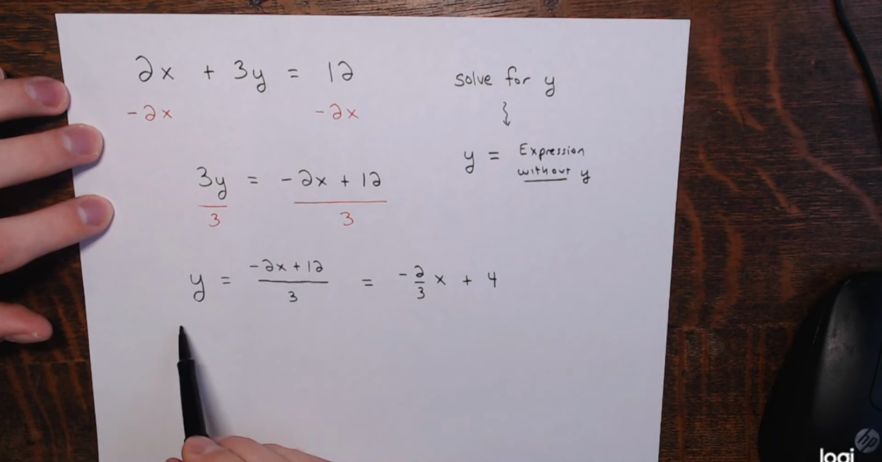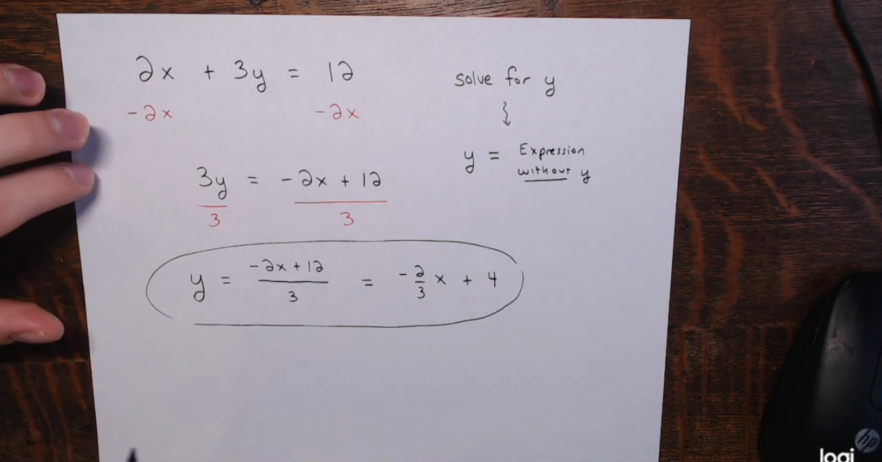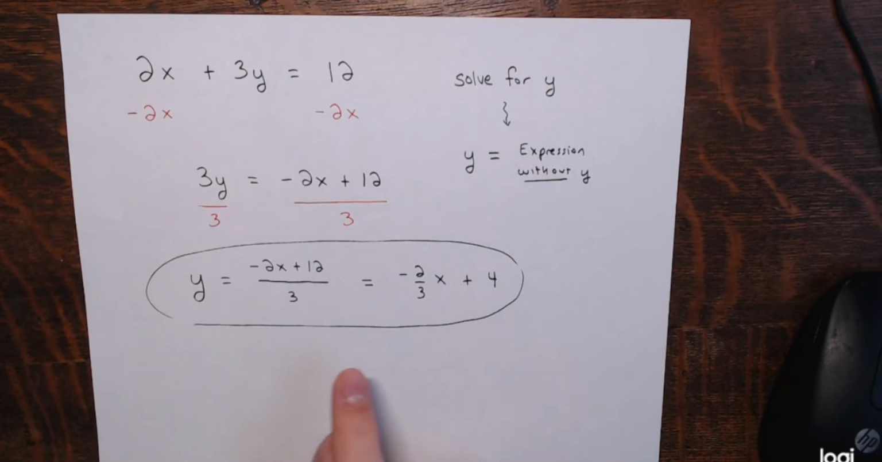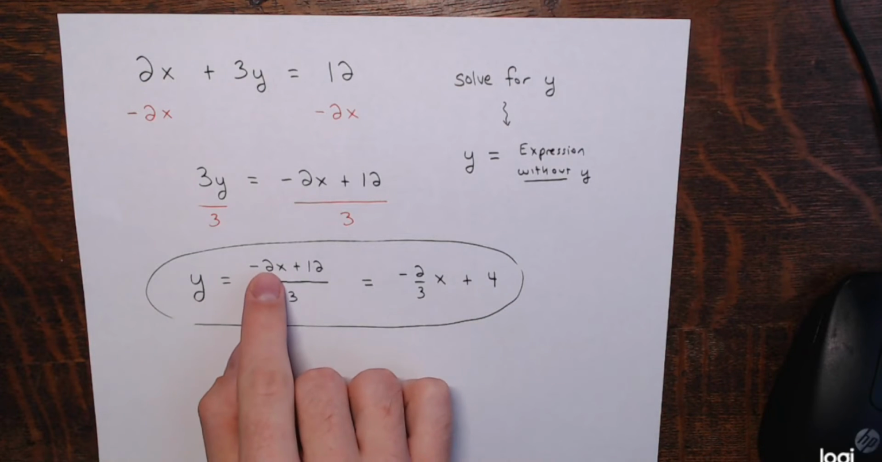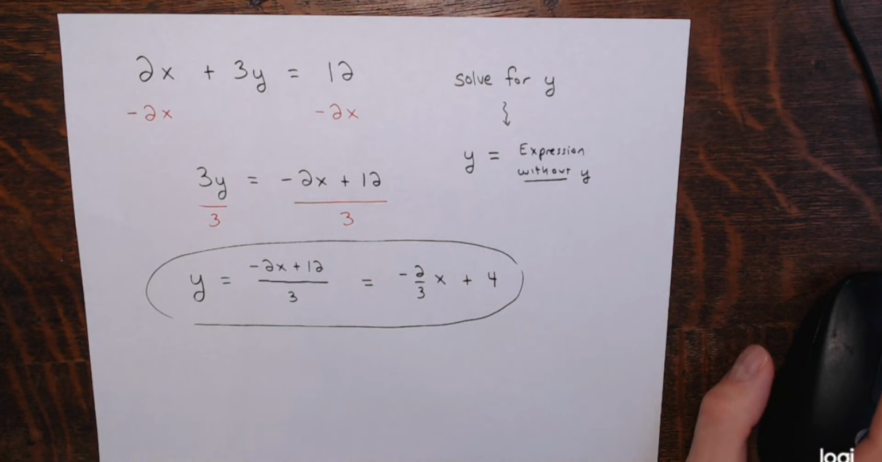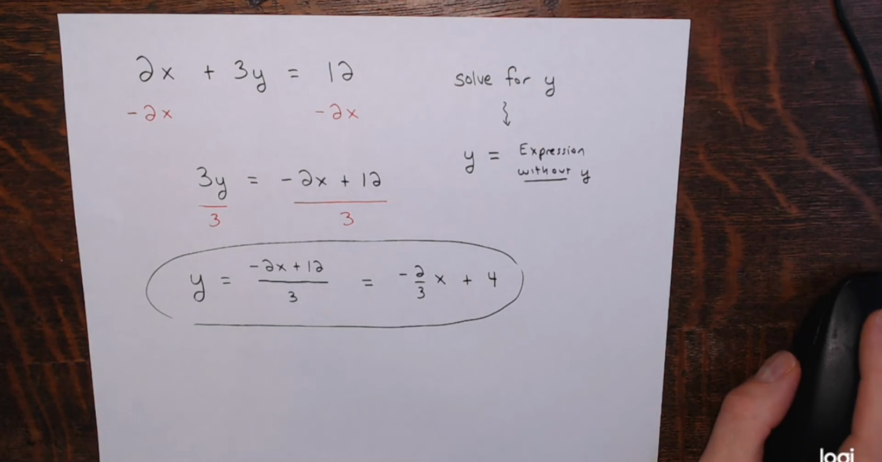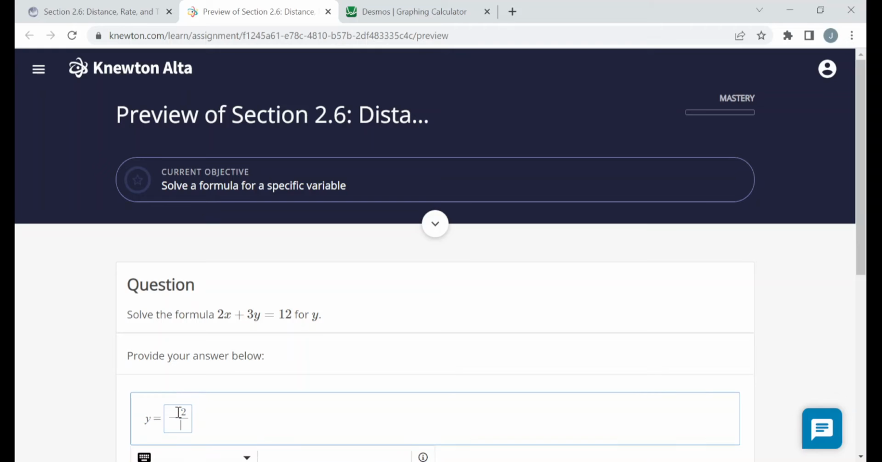And there we go. I'm only going to type in one of these, not both of them. But we have y equals negative 2/3 x plus 4, or y equals negative 2x plus 12, all divided by 3. Same thing, but there the equation now is solved for y. And I'll enter one of those expressions here. I'm just going to enter that second one, negative 2/3 times x plus 4.